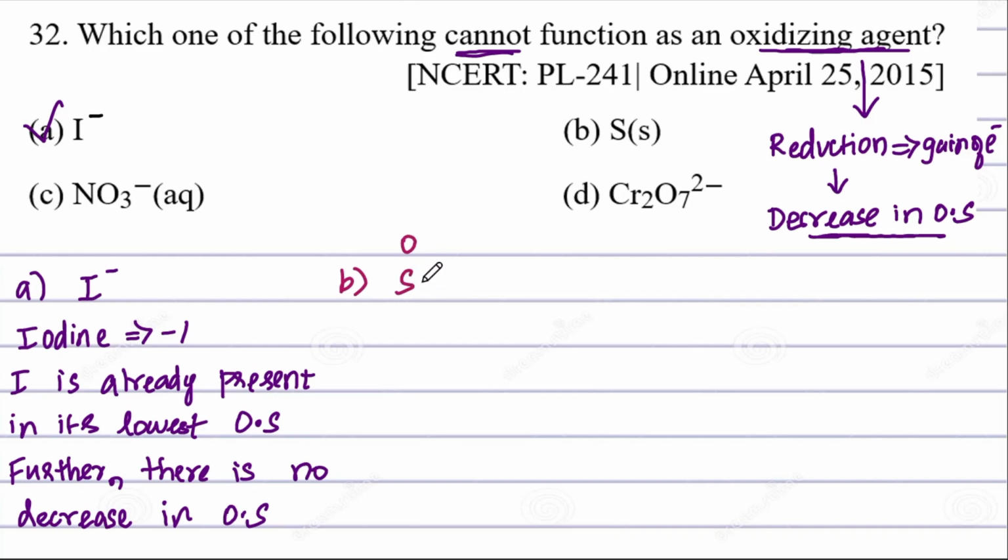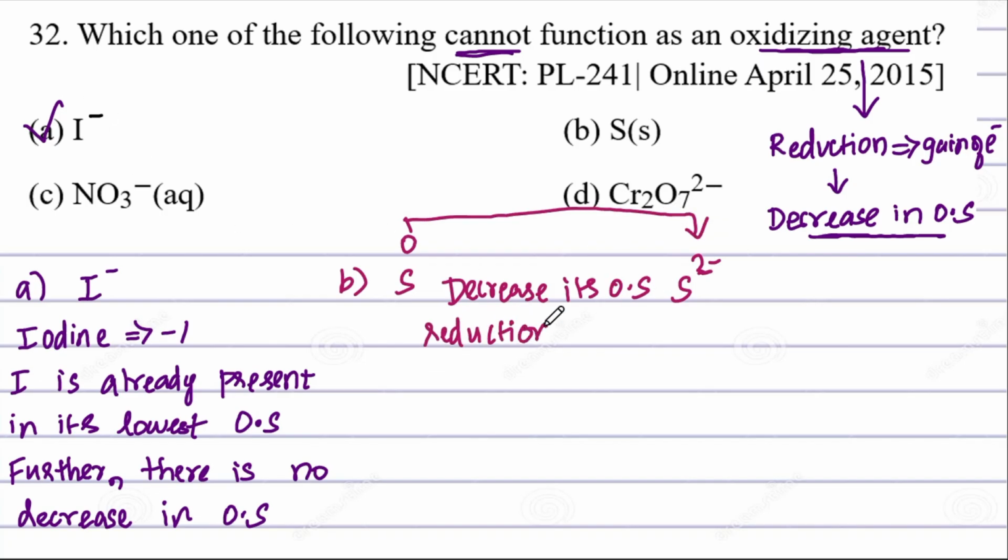So in elemental form, sulfur is present in oxidation state 0. So sulfur can decrease its oxidation state up to -2 in S2-. So from 0, it can change to -2. So it can undergo reduction, and it can act as an oxidizing agent.